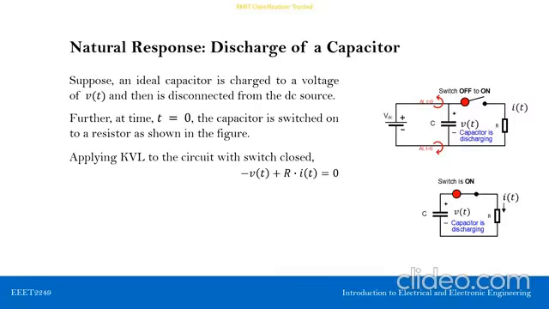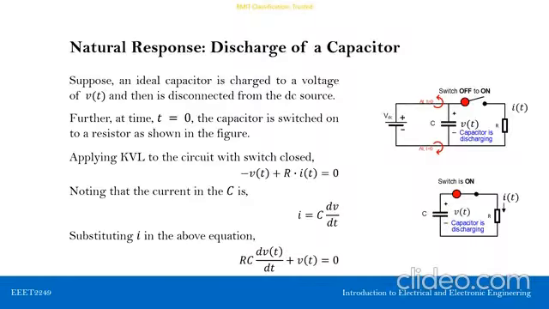Applying KVL to the circuit with the switch closed, we get minus V(t) plus R i(t) equals 0. We know that the current through the capacitor i equals C dV/dt. Substituting the value of the current, we will get RC dV/dt plus V(t) equals 0.